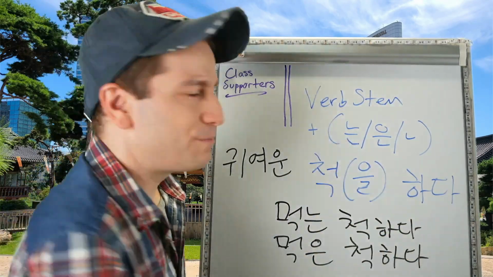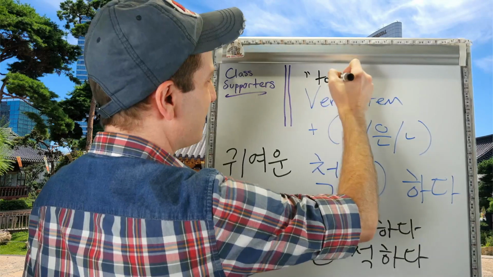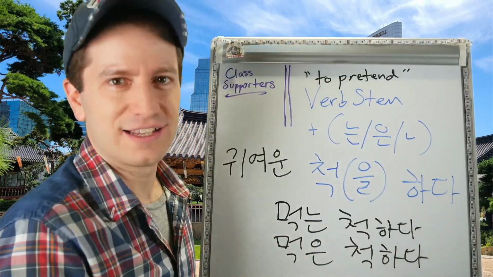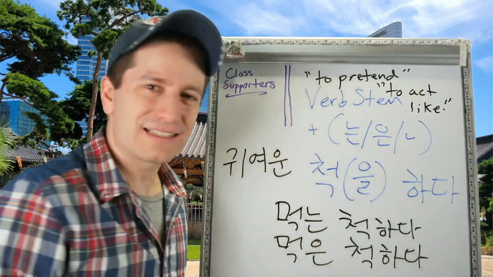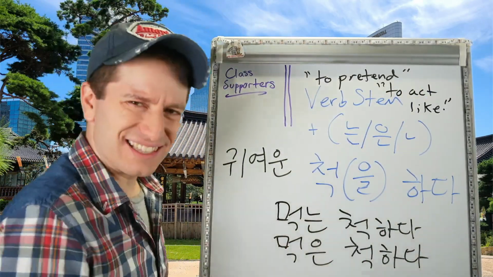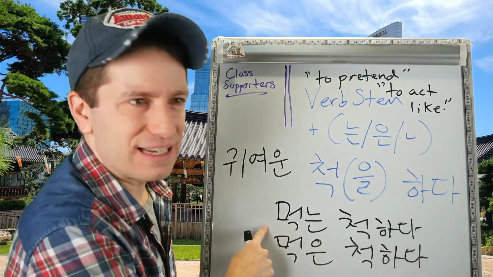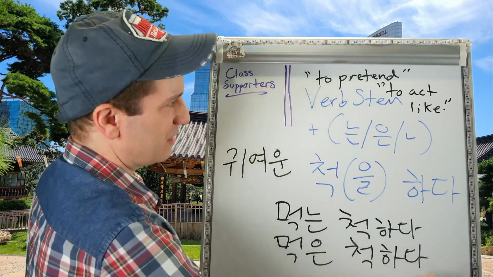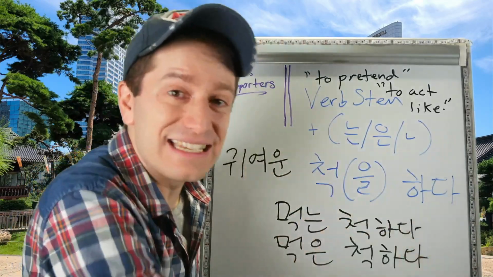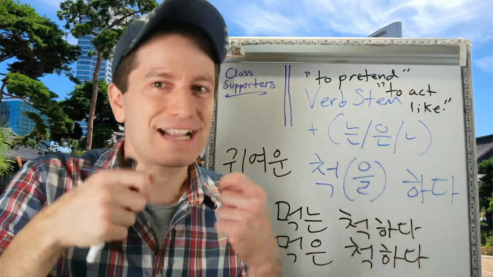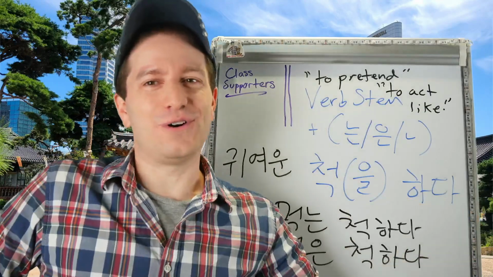So what this form means is to pretend. So 먹는 척하다, to pretend to eat, or you might see it translated as to act like someone's doing something. So to act like you're eating. Or 먹은 척하다, to act like or to pretend like I ate, like I had eaten something. Like I didn't eat it, but I'm acting like I already ate it. Oh, I'm so full, like that.